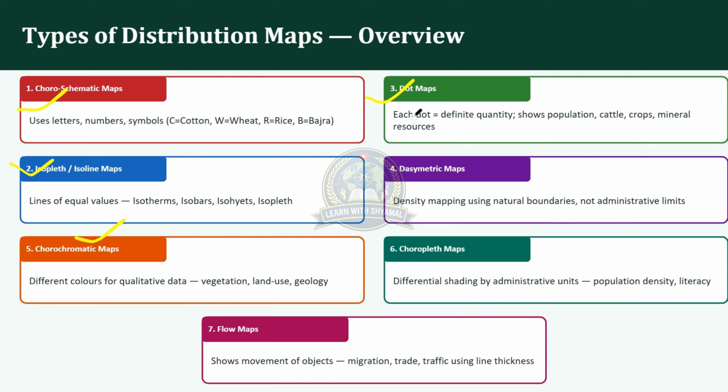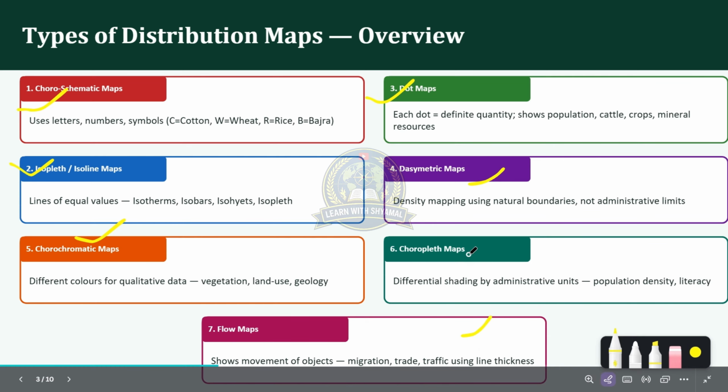Dot maps: each dot defines a definite quantity, such as population, cattle, crops, minerals, and resources. Dasymetric maps: density mapping using natural boundaries, not administrative limits. Choropleth map: differential shading by administrative units, such as population density and literacy. Then similarly, flow maps show movement of objects, migration, trade, and traffic using line thickness.